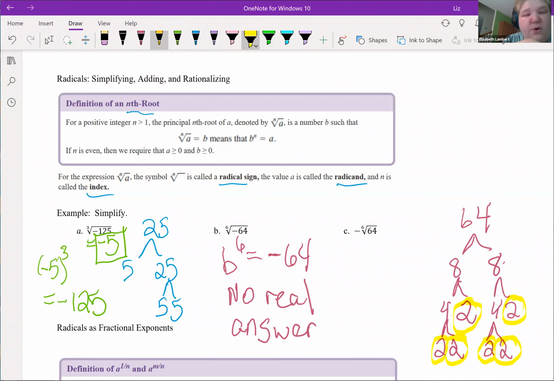So 64 is the same as 2 to the 6th. But we were doing a 6th root. So since 64 is 2 to the 6th, the 6th root of 64 is just 2. And with the negative.